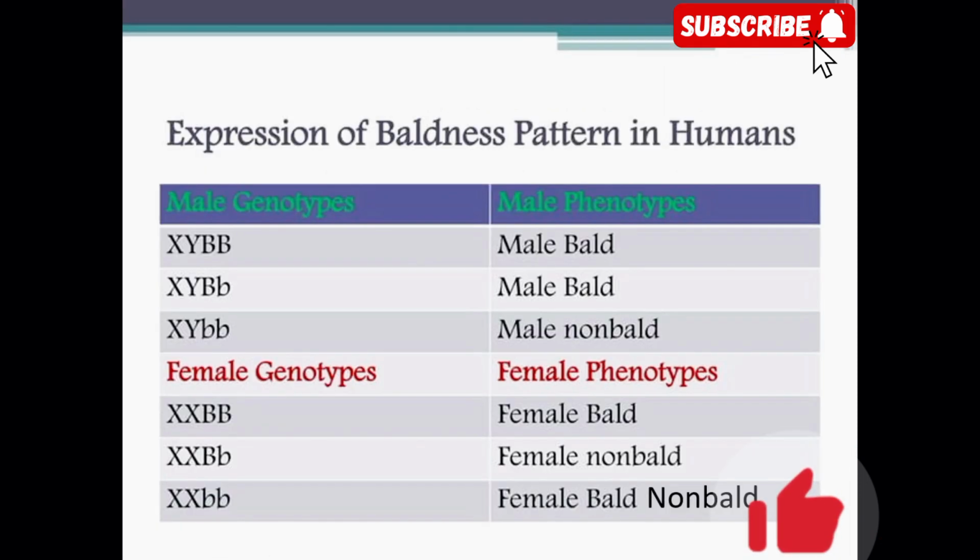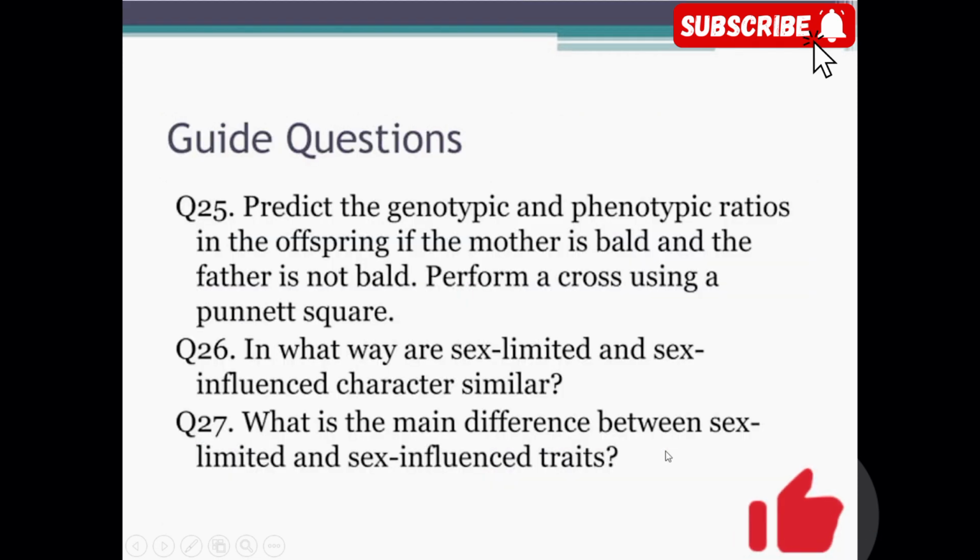In this expression of the baldness pattern in humans, you can see that in homozygous dominant condition, the male is bald. In heterozygous condition, the male is bald, while in homozygous recessive condition, the male is non-bald. While in homozygous dominant condition, the female is bald, while in heterozygous condition as well as in homozygous recessive condition, the female is non-bald.